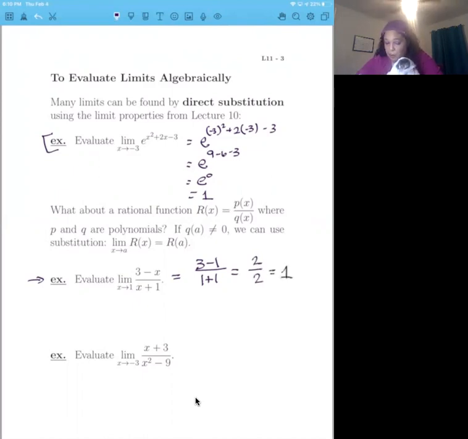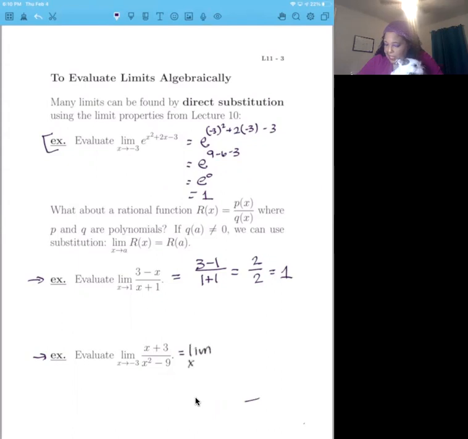Now if we look at this next example, if I plug in -3, I do get 0 in the denominator, and that's a problem. But oftentimes we can do some algebra, some cancellation, some algebraic manipulations so that we can rewrite it in such a way that I don't get a 0 in the denominator. So that's what we're going to do here.